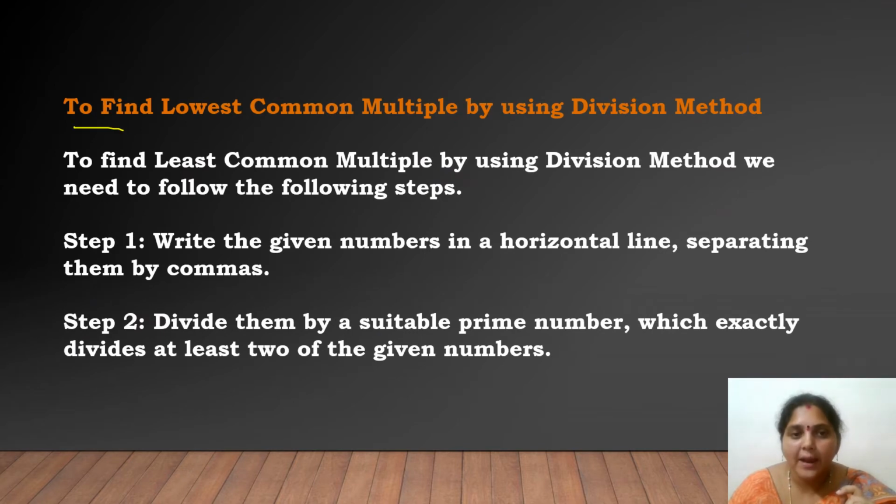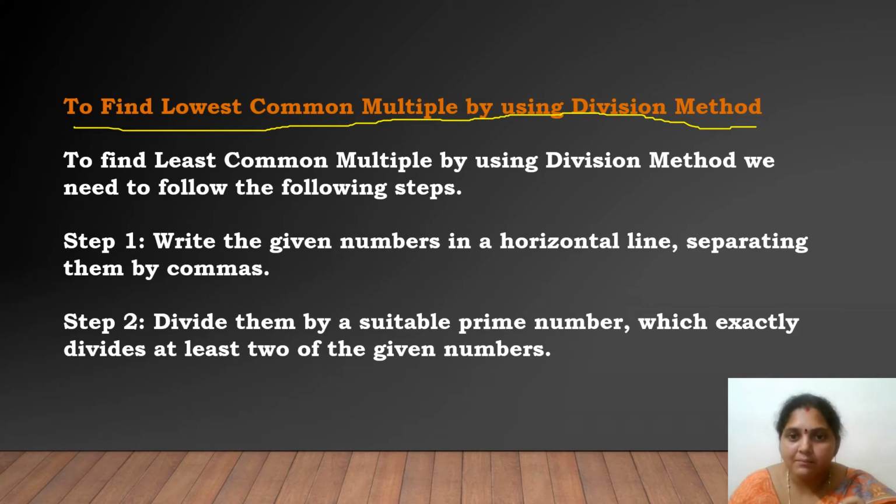Now, to find the lowest common multiple by using the division method. We have seen the prime factorization method till now. Now, we are going to see how to do a division method for finding least common multiple. To find least common multiple by using the division method, we need to follow the following steps. What are the steps we will see here?